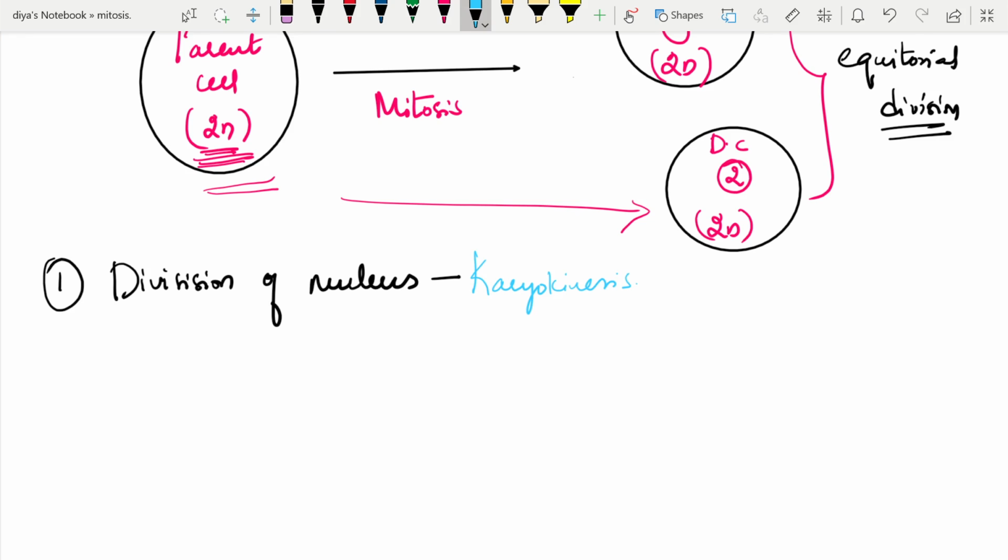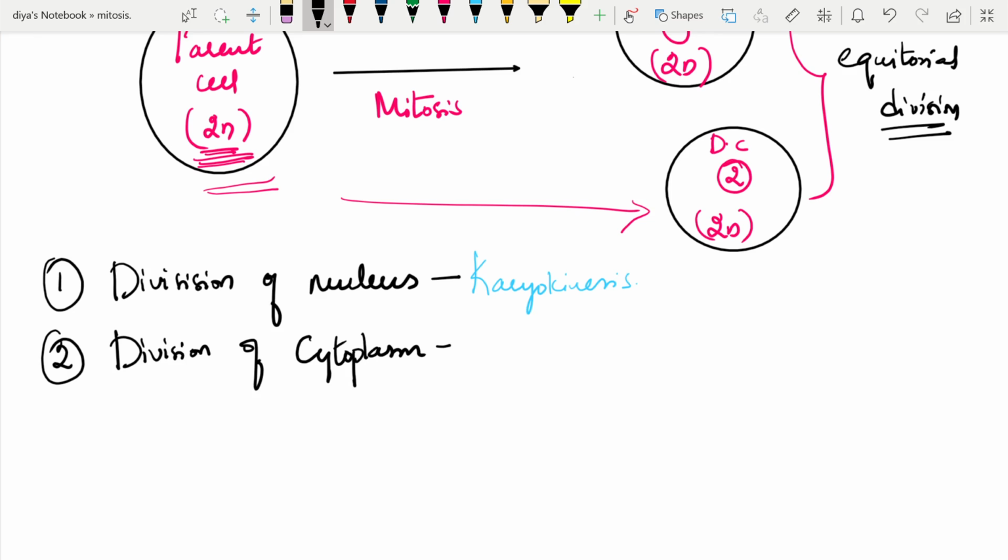Later, when the nucleus has divided into two daughter nuclei, the cytoplasm of the cell is divided. The two cells are divided and they produce the daughter cells. I'm so sorry, this process is called cytokinesis. The second process, the division of cytoplasm, is called cytokinesis.